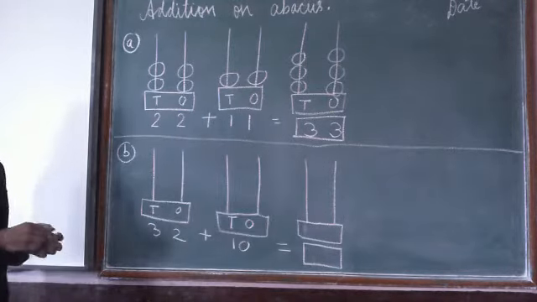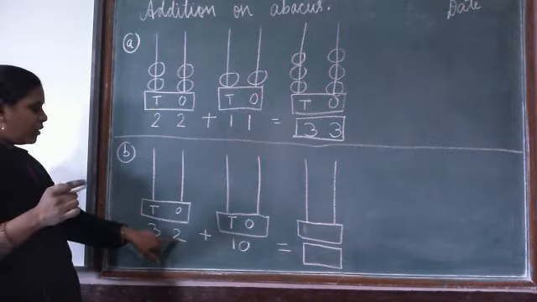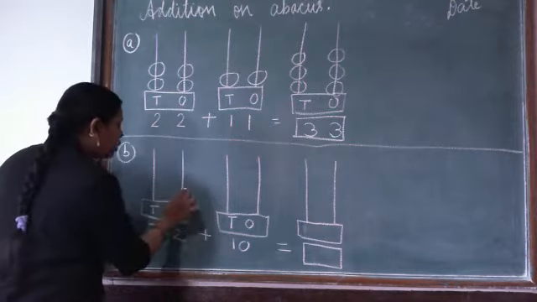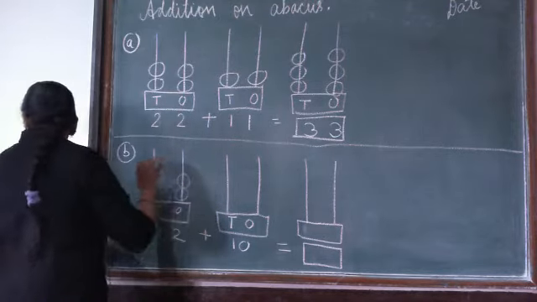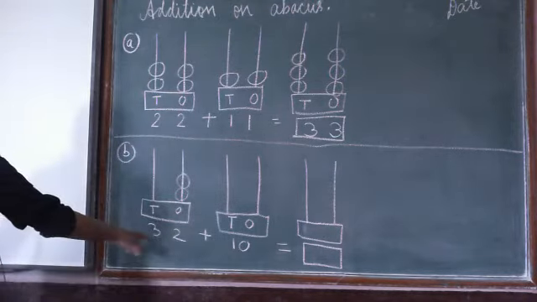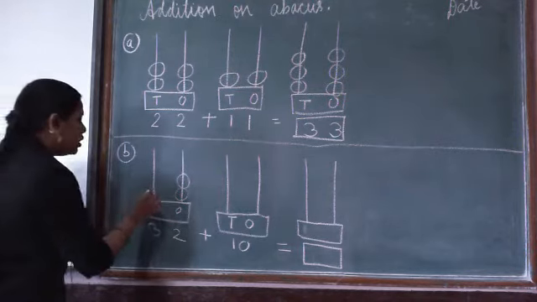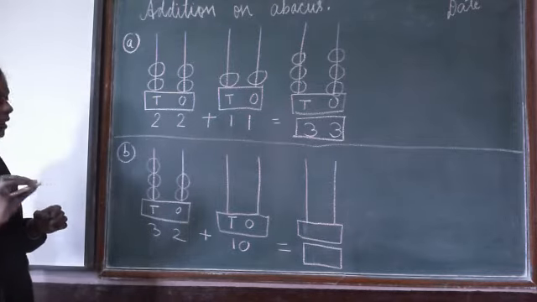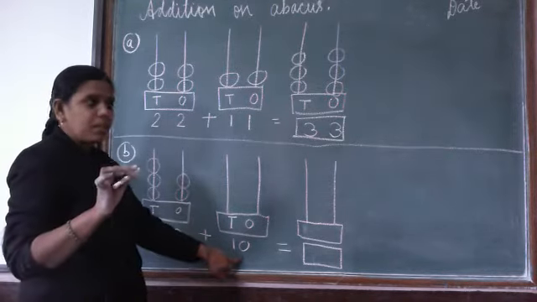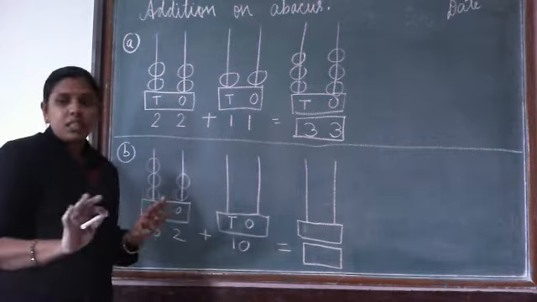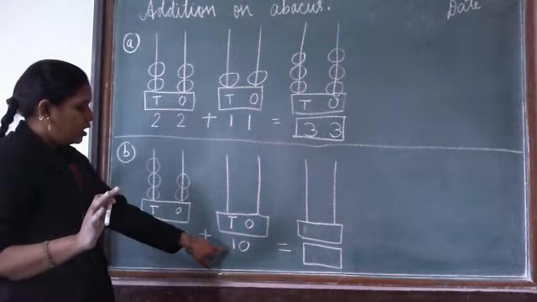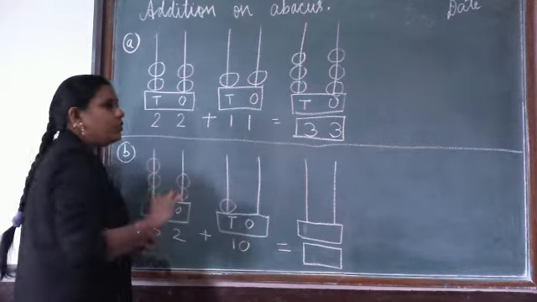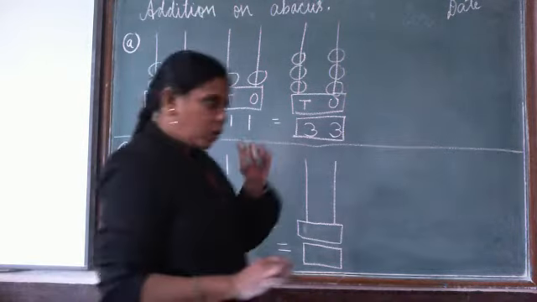Okay, now what is the number at the tens place and ones place here? The number at the ones place here is 2. So draw 2 beads here, 1, 2. Okay. Now what is the number at the tens place here? 3. So draw 3 beads here, 1, 2, 3. Now next, the number here at the ones place is 0. So 0 beads, that means no need to draw beads here. The number at the tens place here is 1. So draw only 1 here. Draw it fast.